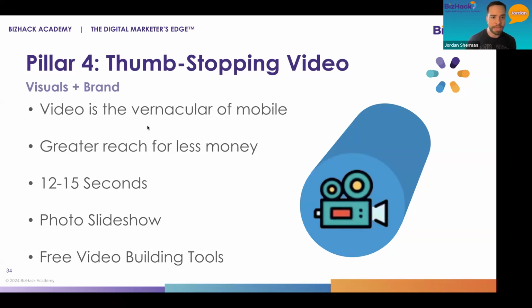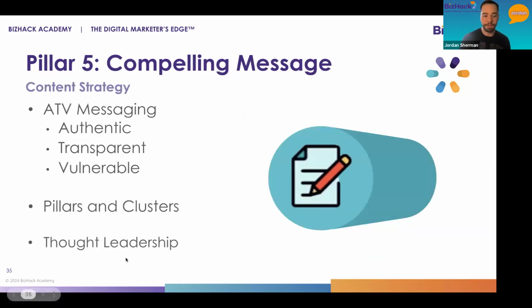Pillar 4 is your thumb-stopping video. This is going to be something that we cover in class next week as well. But in general, we're looking at 12 to 15 seconds because we have the collective attention span of a squirrel, and we can't really watch anything more than that. Also, when you have a shorter video, Facebook doesn't have to spend as much time and money, and your money, placing that ad for you, because it's taking up less time.